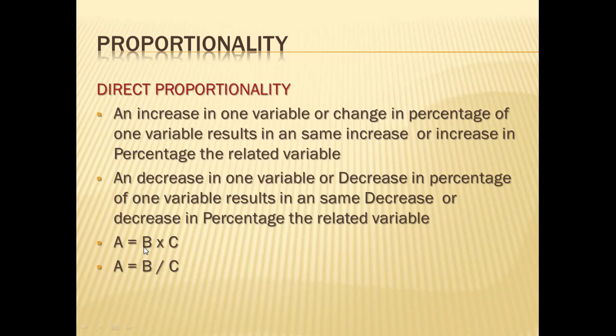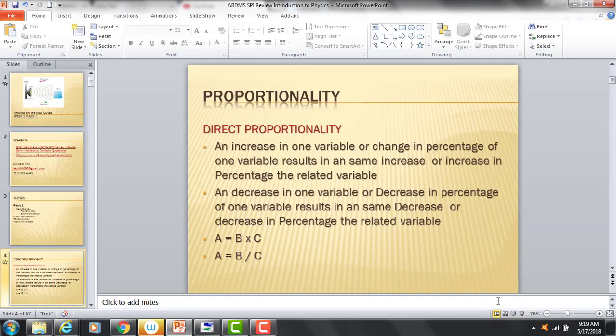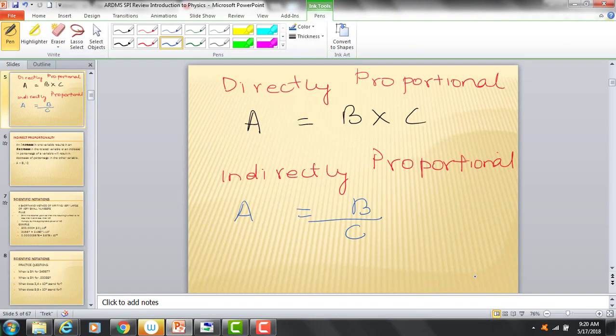For example, A is directly related to B and C, so whatever you do to A, the same thing will happen to B or C. So here we are talking about directly proportional. A and B are directly proportional. What it means is whatever you do to B or C, the same thing is going to happen to A. So if you increase B 2 times, A will also increase 2 times. Again, if you decrease C by half, A will also decrease by half.